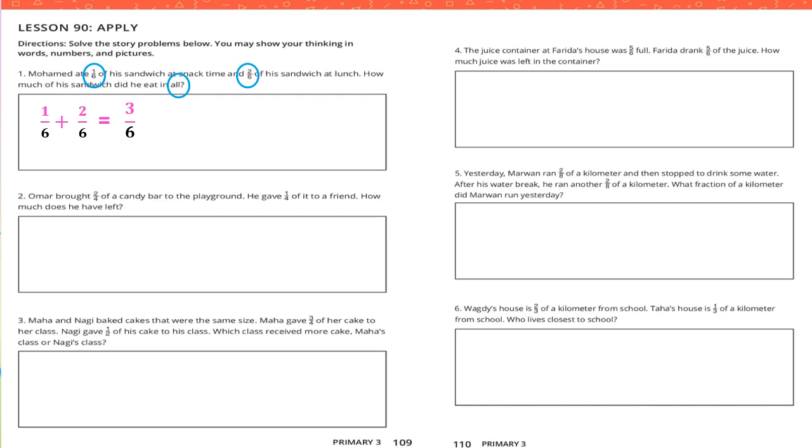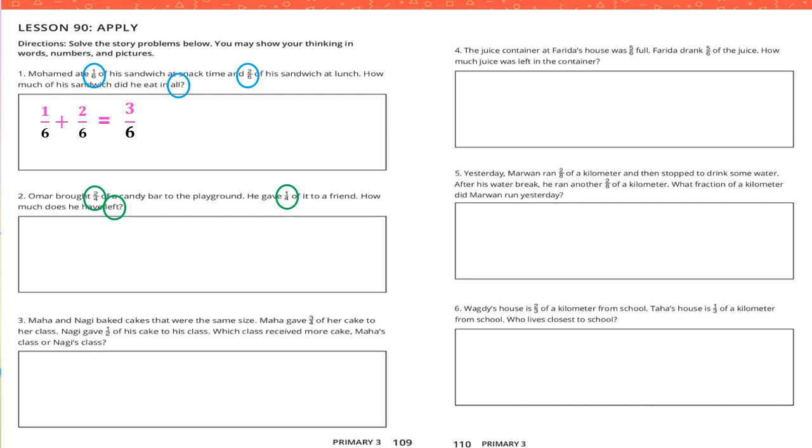Number 2. Omar brought 2 over 4 of a candy bar to the playground. He gave a quarter of it to a friend. How much does he have left? Here also we should make 3 circles: on the first fraction, on the second fraction, and on the keyword. The keyword here is "left." Left means minus.